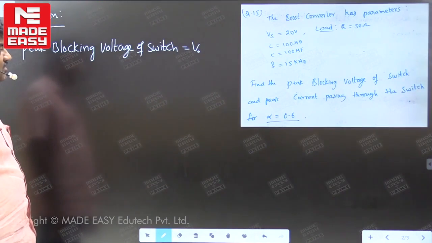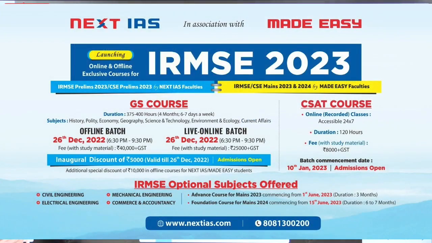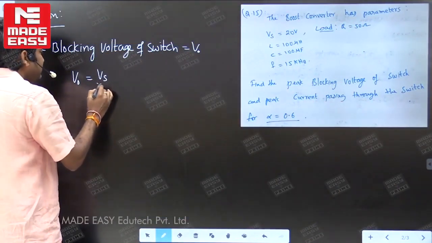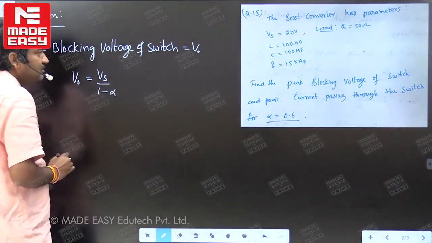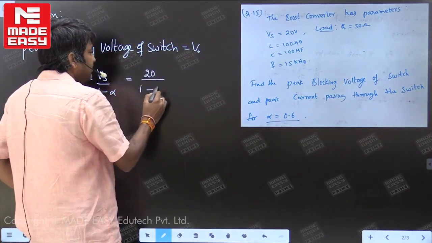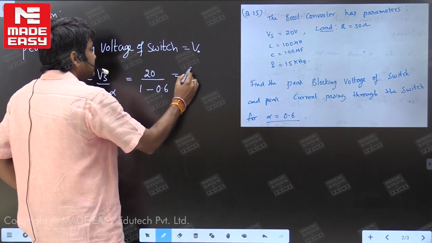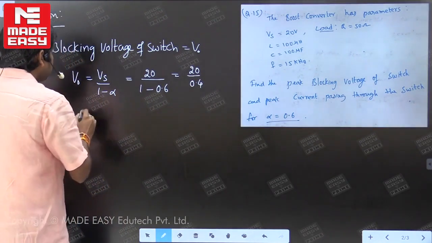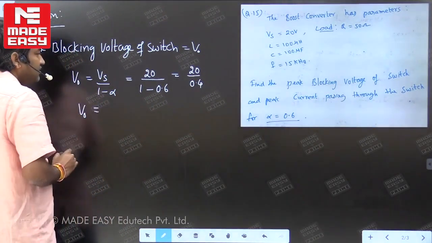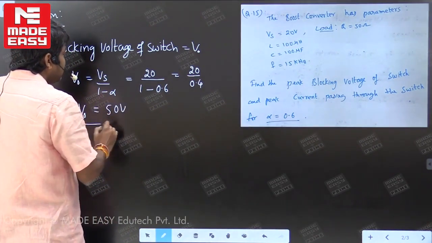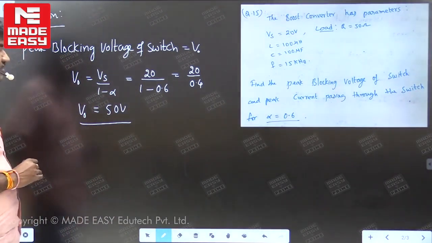So what is the formula for output voltage in boost converter? The formula for output voltage in boost converter is V naught is equal to Vs by 1 minus alpha. So Vs is equal to 20 volts, by 1 minus alpha is 0.6. So that is 20 by 0.4, which comes to 200 by 4, 50 volts. So V naught is 50 volts. That means the blocking voltage of switch should be 50 volts in this case.